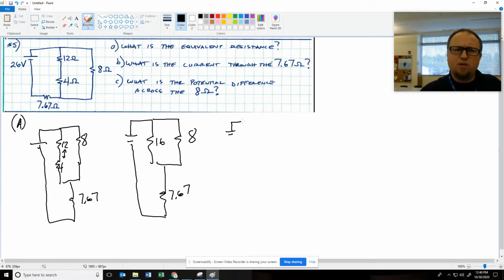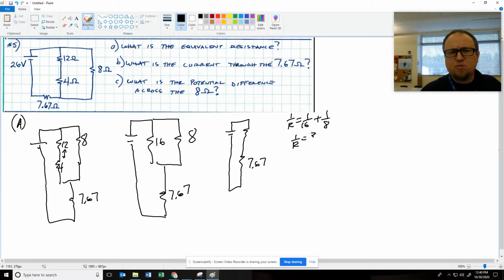So now the next one I do is I put the parallels together. So I'm going to find out what those are. I'm going to put those guys together. So the bottom one's still 7.67. For the top one, to find it, I do 1 over R equals 1 over 16 plus 1 over 8. So I get 1 over R is 1/16 plus 2/16, so 3/16. So the resistance is 16 over 3. I'm just going to leave it as that. I don't have a calculator handy.